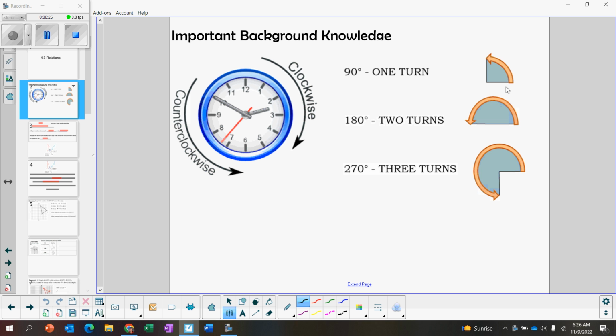One turn on your graph would be 90 degrees. Then two turns would be 90 and 90, or 180 degrees. And then three turns would be 90, 90, and 90, or 270 degrees. And we know then a full circle is 360.